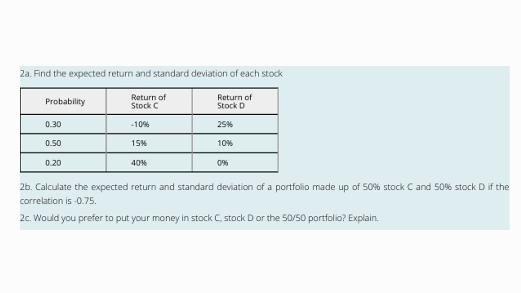Find the expected return and standard deviation of each stock. The probabilities are 30%, 50%, 20%, and the returns for C are negative 10%, 15%, and 40% respectively. For D, they're 25%, 10%, and 0% respectively. Then calculate the expected return and standard deviation of a portfolio that is half and half of each stock with a correlation of negative 0.75. Would you prefer to put your money in stock C, D, or the portfolio?